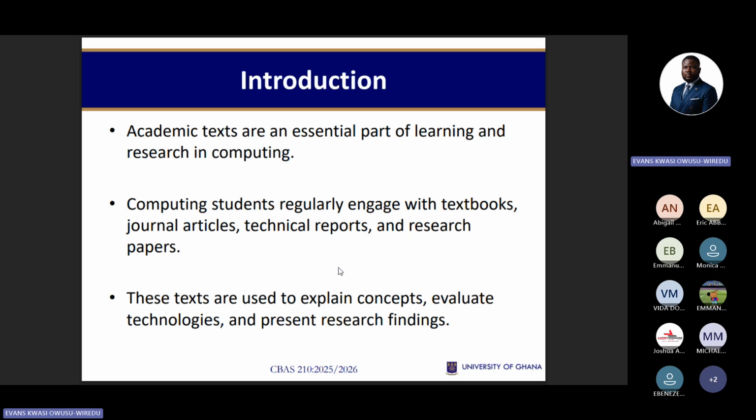So if you say result, which we say a lot in computing, which is not supposed to be so, what is its immediate substitute in the computing world? Good. Thinking, calculating, or what are some of the things? Thinking through or thoroughly. So computing students regularly engage with what? Textbooks, journal articles, technical reports, and research papers.